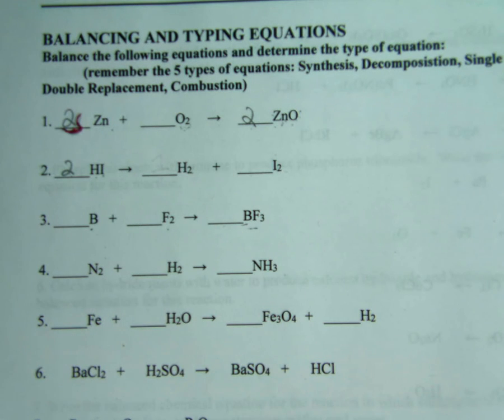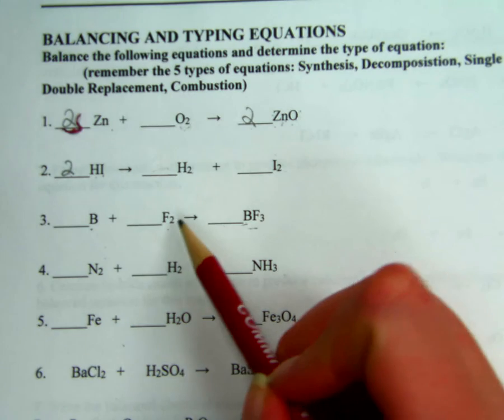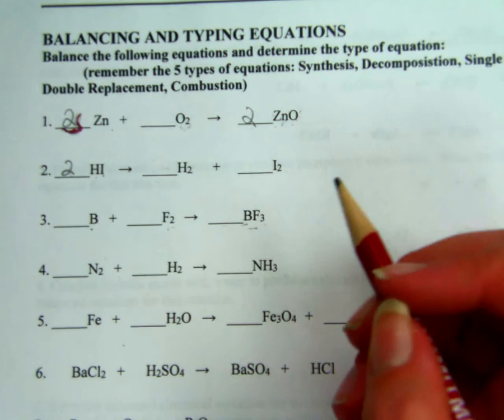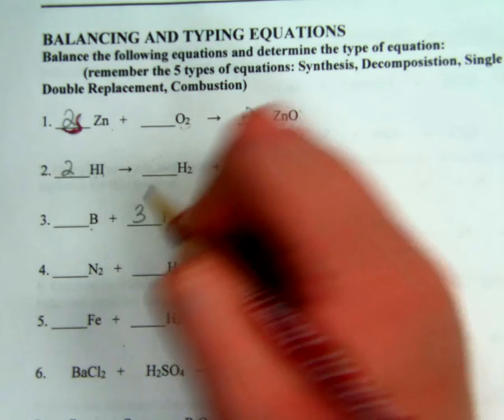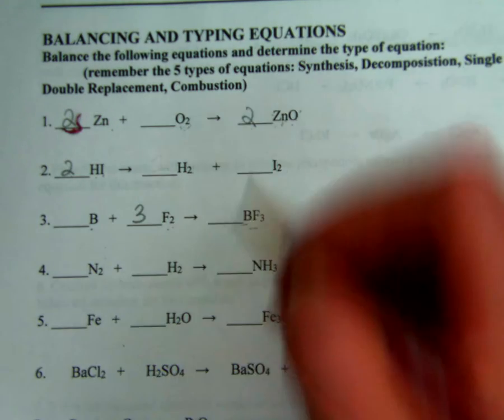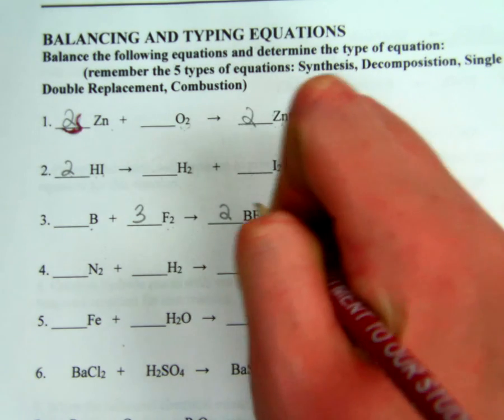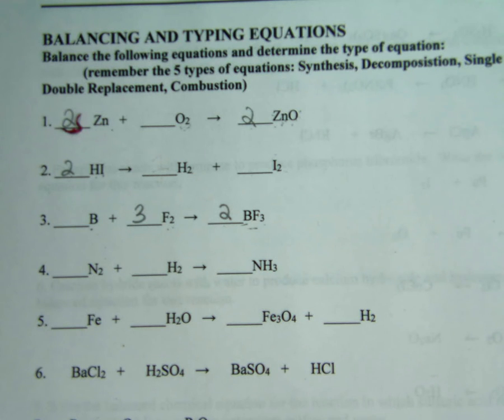I'm going to have to put a multiplier in front of both of those in order to get them to be equal. My least common multiple for 2 and 3 is 6. So I'll multiply this side by 3 to get 6 Fs. I'll multiply this side by 2 to get 6 Fs. Now my fluorines, or my Fs, are balanced.